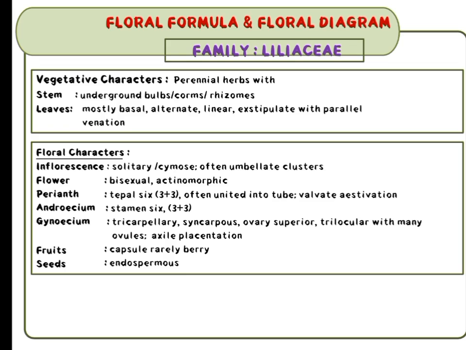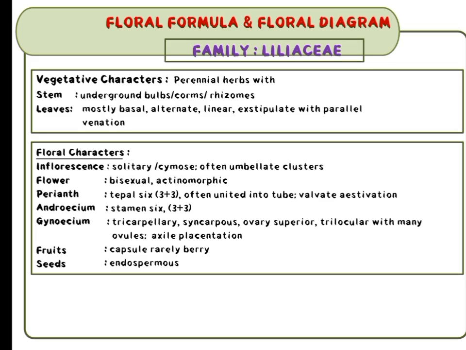Okay, there are 6 tepals, but these 6 are arranged in 2 whorls. Actually there is no differentiation of calyx and corolla. Only a single type of whorl is present, called tepals or perianth, but they are arranged in 2 whorls. That is why 3 plus 3. And they are in fused condition.